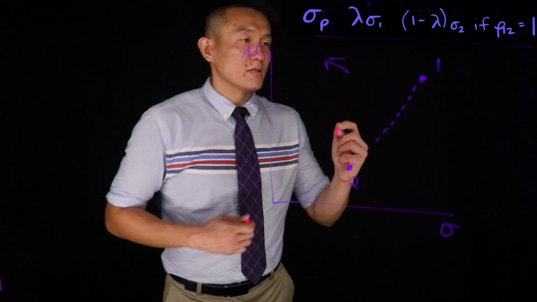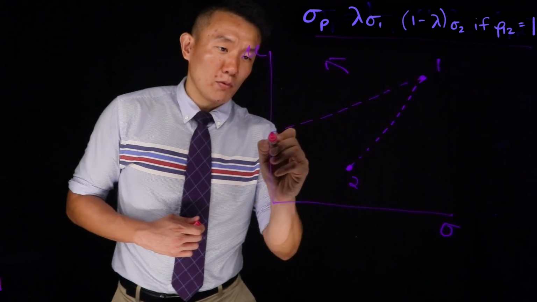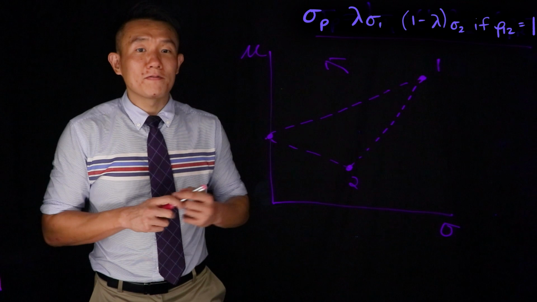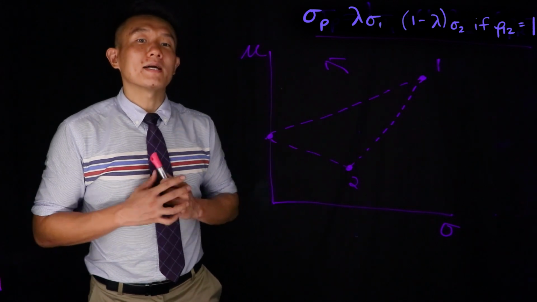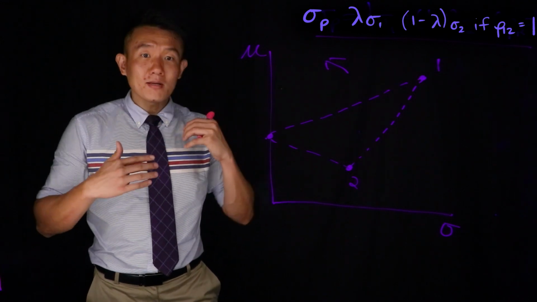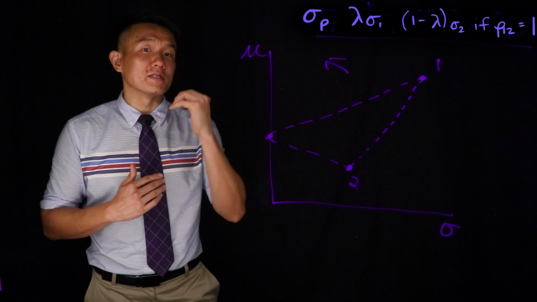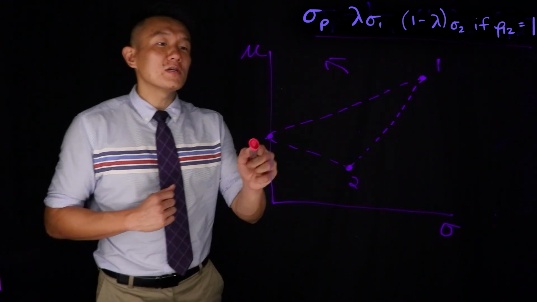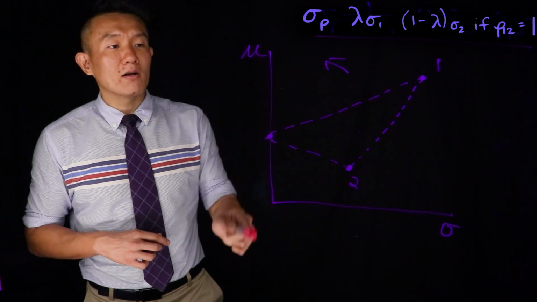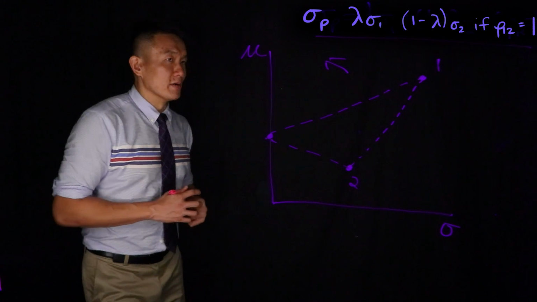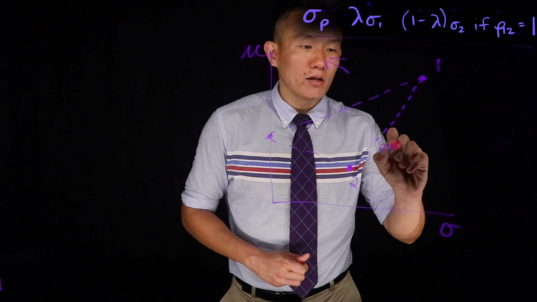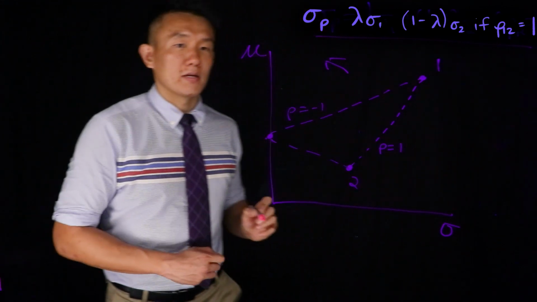If rho actually was -1, we would have a picture that looked like this. If two stocks are perfectly negatively correlated, we can get the maximum benefit from diversification. Why? Because when one stock goes up, the other one goes down. If we pick our portfolio weight just right, we can actually eliminate all of the risk in the portfolio. So that's if rho is equal to -1. We have rho equal to +1 here, rho equal to -1 here.